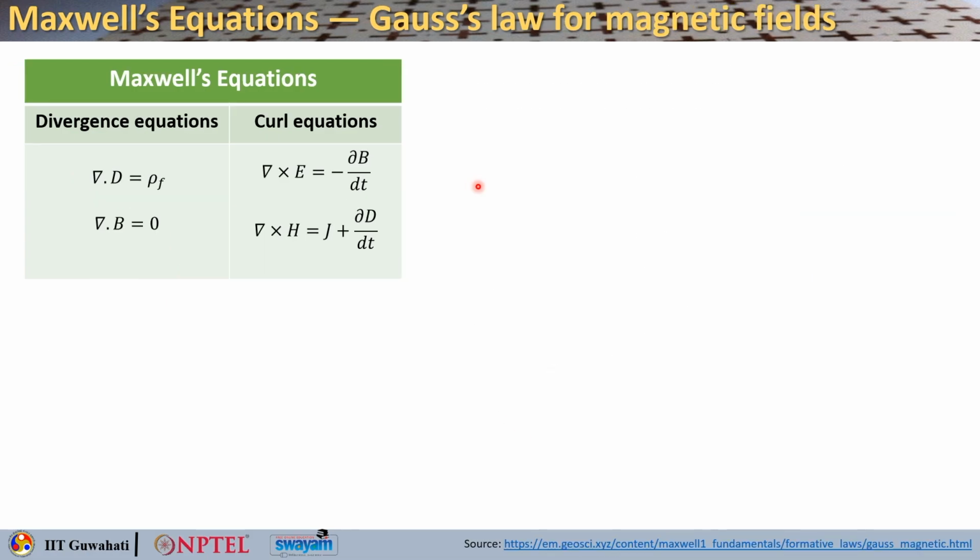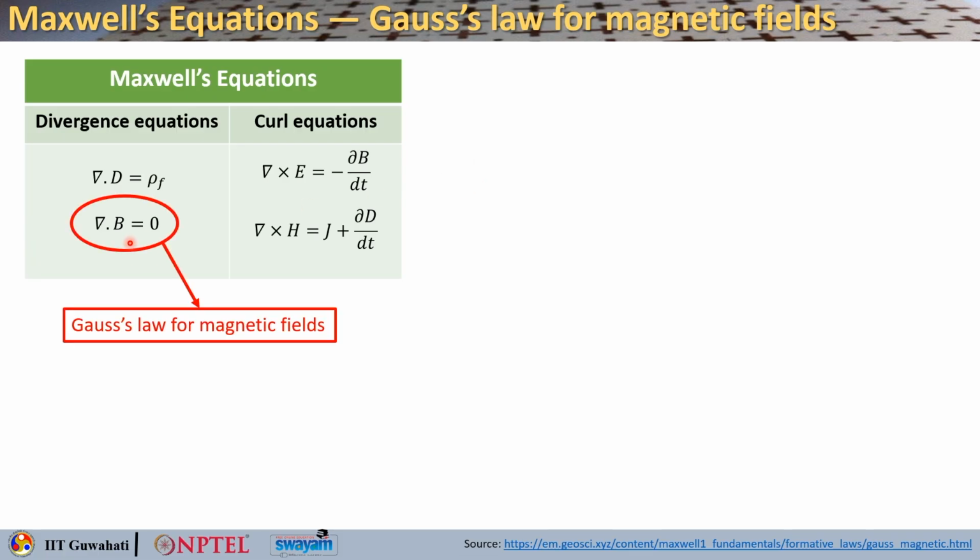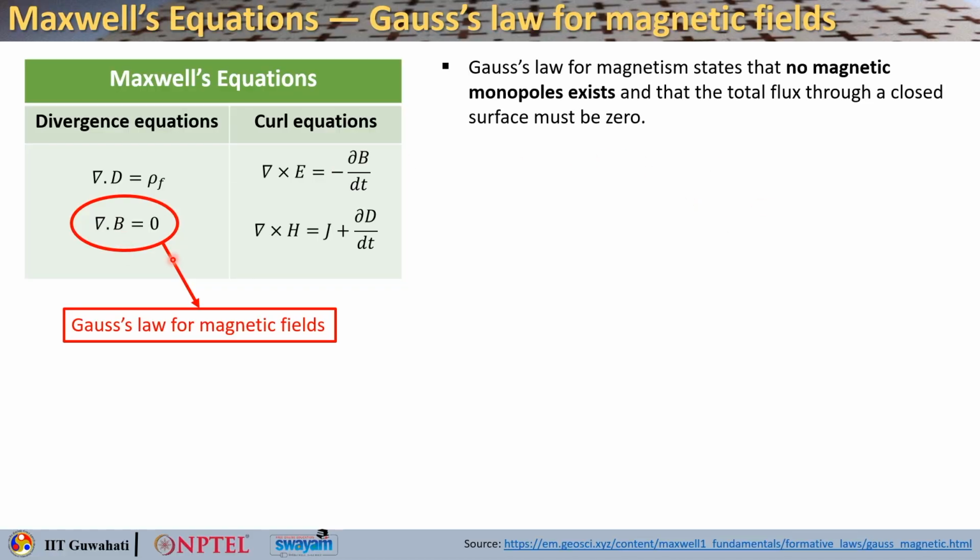So now let's move on to the second equation, which is basically Gauss law for magnetic field. So this particular equation we are talking about: del dot B equals 0. What is B? B is basically the magnetic flux. Now the Gauss law for magnetism basically states that no magnetic monopole exists and that the total flux through a closed surface must be 0.